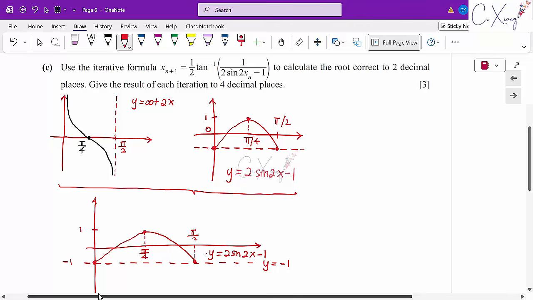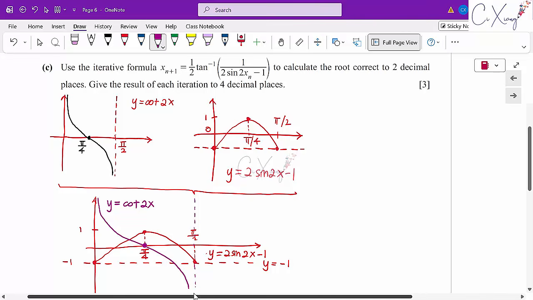Okay, then after that, I will sketch my cotangent graph by using the purple color. It will pass through 0 and pi over 4, which is this point. And then the line pi over 2 is basically the asymptote for cotangent 2x. So my graph will eventually look something like this. Okay, so I hope that you can see clearly. Then I will label this as y equals cotangent 2x.